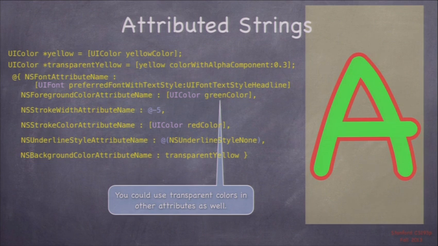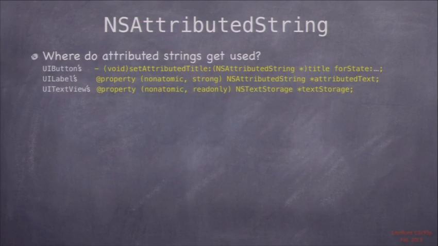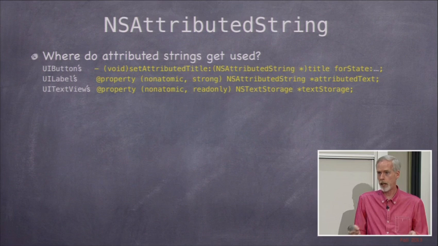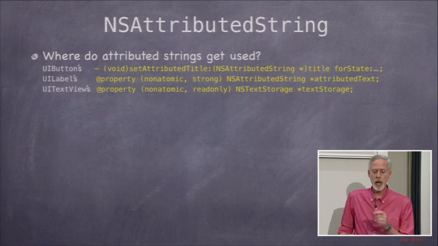So hopefully you're all getting a feel then for how we build this dictionary. All we need to do is set the attributes of the characters that we want to have this particular set of attributes. So where do we use an attributed string? I can create an attributed string, it's got all these attributes. Where do I use it? Well, I can use it in a button. I can set the title of a button to be an attributed string. That might be useful for your homework.